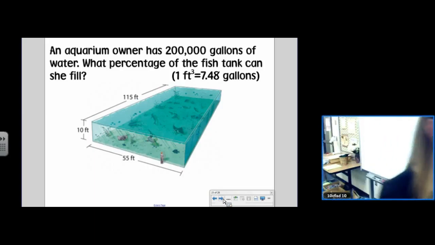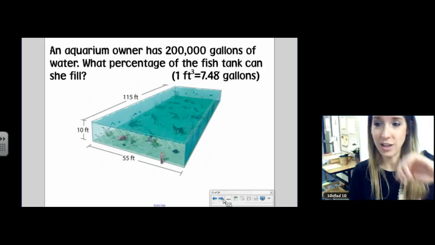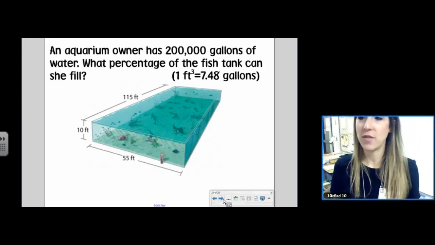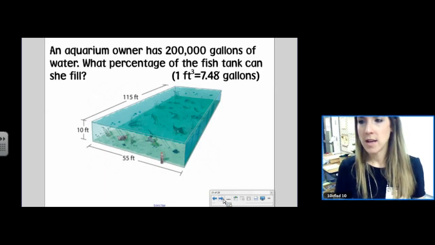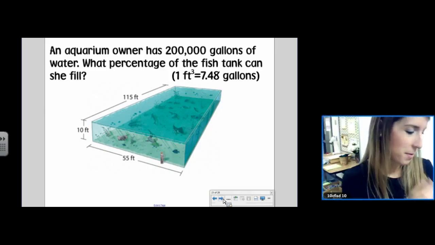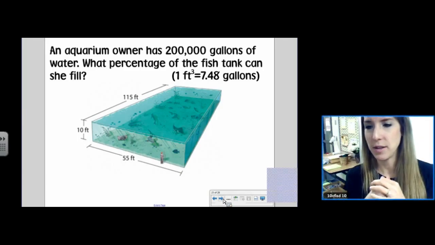An aquarium owner has 200,000 gallons of water. That's good because they own an aquarium. What percentage of the fish tank can she fill? 1 cubic foot equals 7.48 gallons. All right, let's work this problem. First of all, we need to find the volume. How do you find the volume of a rectangular prism?